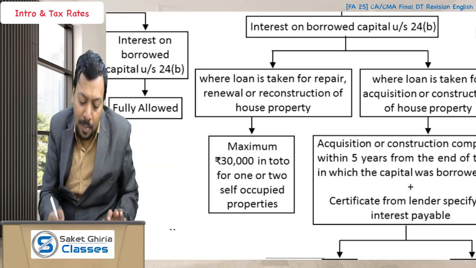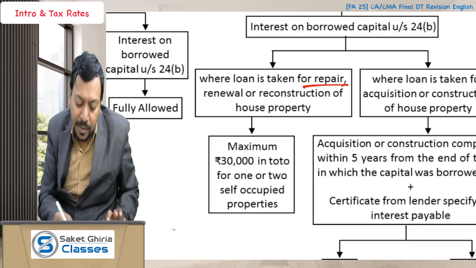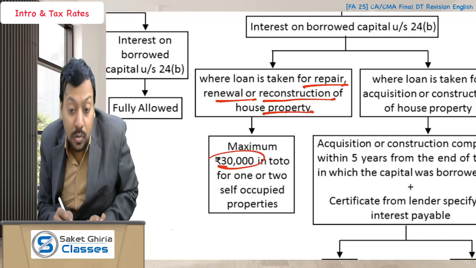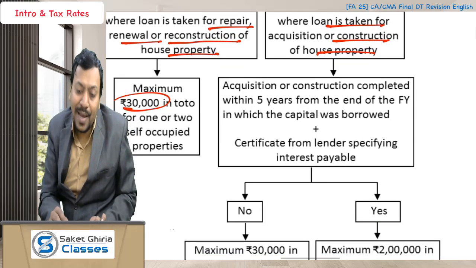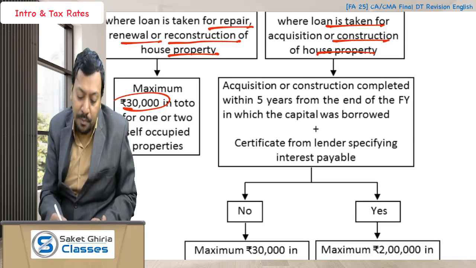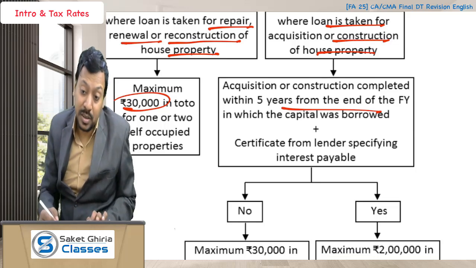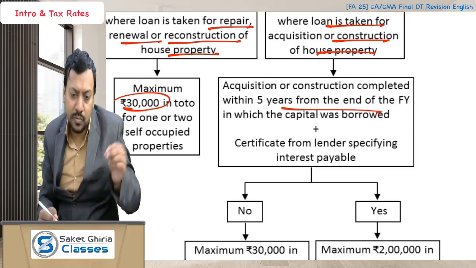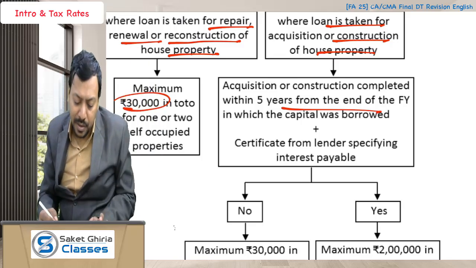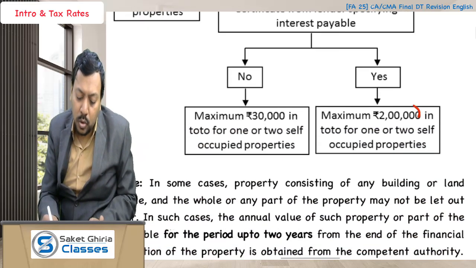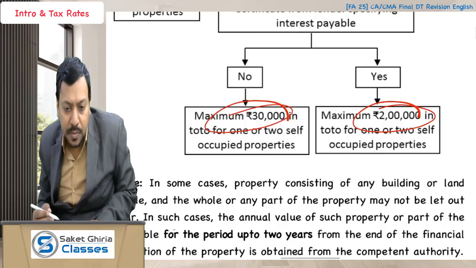Interest on borrowed capital. If you have taken the loan for repair, renewal or reconstruction of the house property, then the maximum is 30,000 rupees. If you have taken a loan for purchase or construction of the house property and the purchase or construction has been completed within 5 years from the end of the financial year in which the money was borrowed, and you have obtained a certificate from the lender and furnished it to the department, then you will get the interest deduction of 2 lakh rupees, otherwise 30,000 rupees.